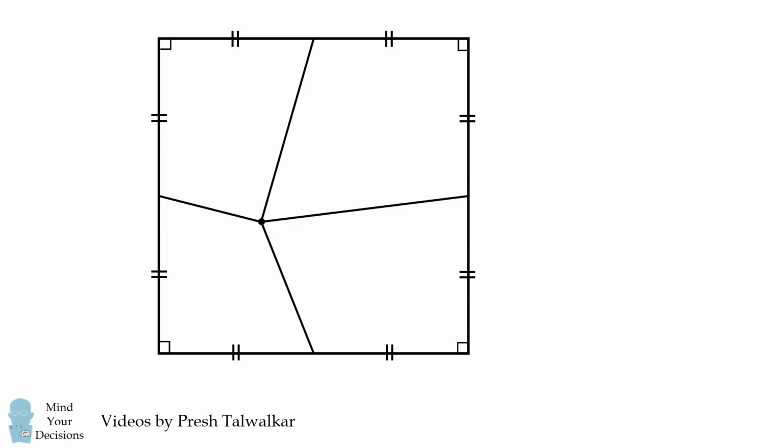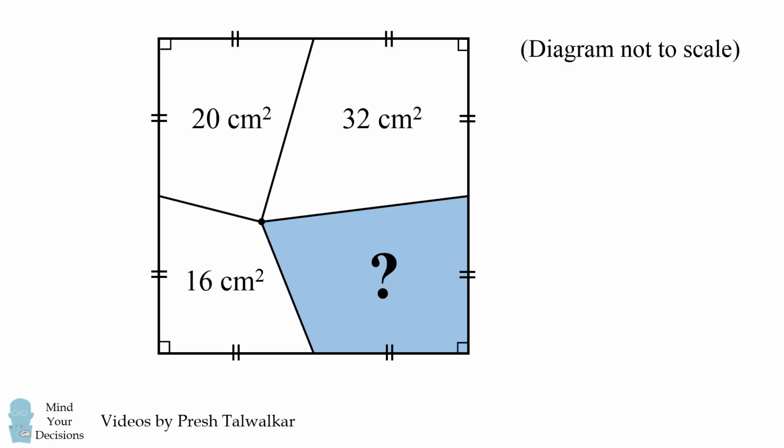The area of the southwest region is 16 square centimeters. Then going clockwise, the area of the next region is 20 square centimeters and then 32 square centimeters. The question is, what's this final area? This diagram is not drawn to scale, and it was distributed with the tagline that you should be able to solve this.